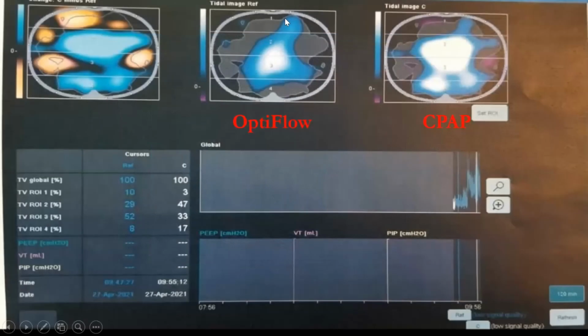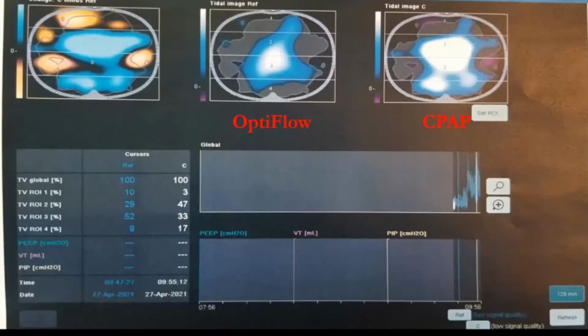Here's an example of Optiflow. So we put the electrical impedance tomography on the patient while the patient was on Optiflow. This is a COVID-19 patient. So with the COVID-19 patients, they have very, very high respiratory drives, breathing at 35. That tends to be a rapid and shallow breathing. There's some literature that's out there about possible self-induced lung injury.